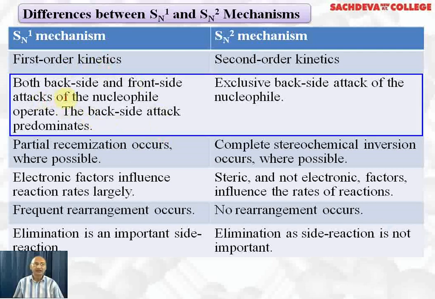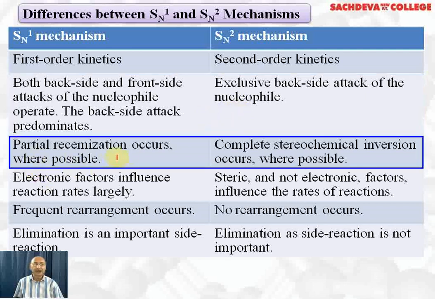In SN1 mechanism, both backside and front side attack of the nucleophile take place, and backside attack predominates. In SN2, exclusive backside attack of the nucleophile takes place, and this results in the formation of inversion, or optical inversion, taking place. In SN1, partial racemization occurs where possible. 100% racemization practically will not be possible, but partial racemization takes place. In SN2, complete stereochemical inversion will take place, that is, dextro will change to levo, levo will change to dextro.